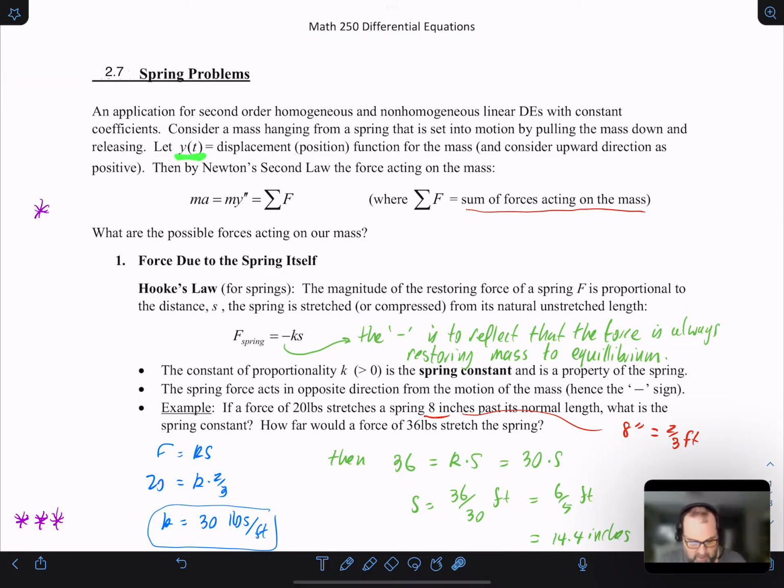Basically, we're going to be working with a function y, which is just the displacement, basically the position of the mass as time goes on. That's what we're going to try and model here. Ultimately, the physics here is Newton's second law, which says that the force acting on the mass is equal to the sum of the forces that we have here. So that's basically our situation.